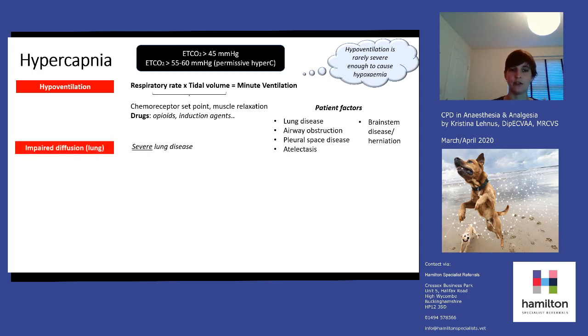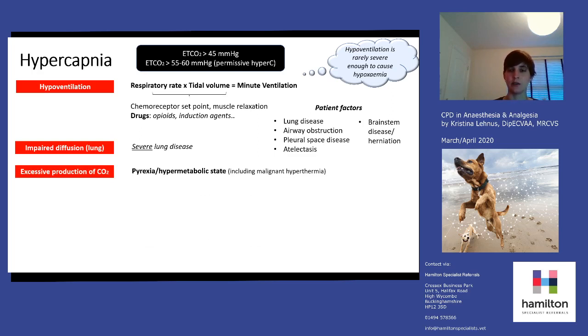Then we have impaired diffusion, which very, very rarely affects CO2 because CO2 is so incredibly soluble and small and able to cross diffusion barriers. But in severe lung disease, you could get hypercapnia. It's very rare though. Then excessive production of CO2. So this is another important one because it's potentially life-threatening.